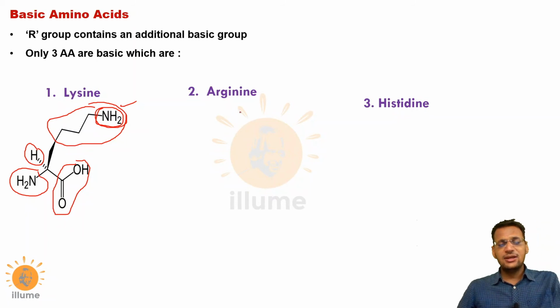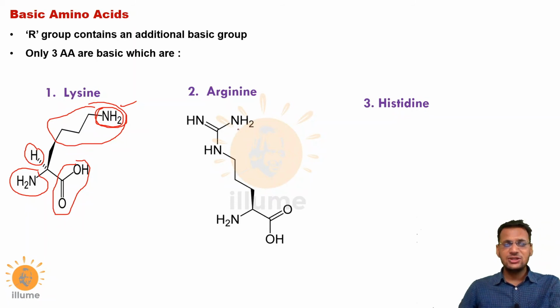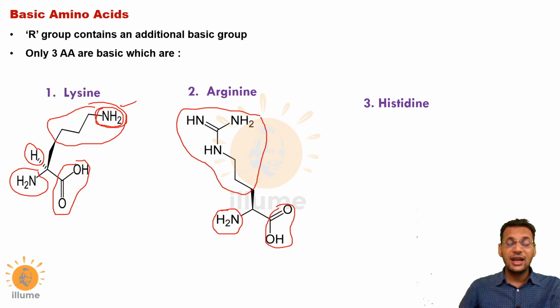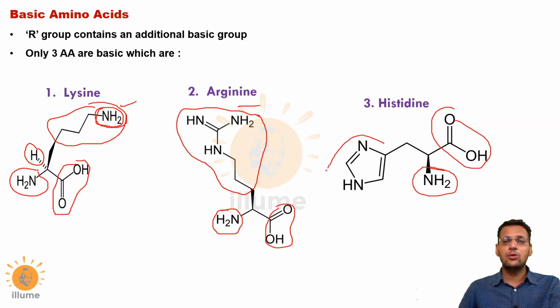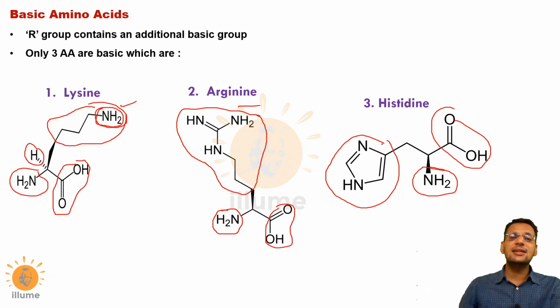Next is arginine. This is the structure of arginine. You can clearly make out the carboxylic acid group, the NH2 amine group, and the R group, and this R group contains an additional amine group, that's why it is basic. If we talk about histidine, this is the carboxylic acid group, this is the amine group, and this is the R group, which contains basic entities. That's why all these three, lysine, arginine and histidine, are basic amino acids.